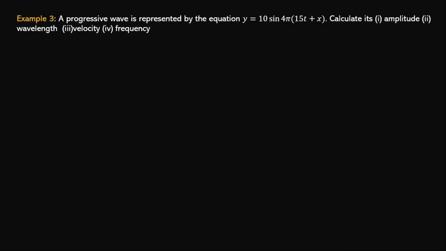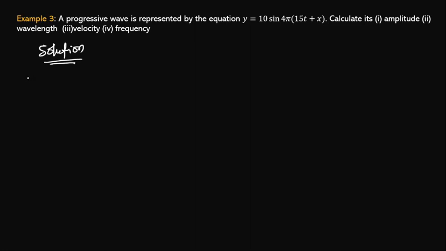Alright, so a progressive wave is represented by the equation y is equal to 10 sine 4 pi into bracket 15t plus x. So we have to calculate the amplitude, the wavelength, the velocity, and the frequency. So as easy as a piece of cake. Let's write down the solution.